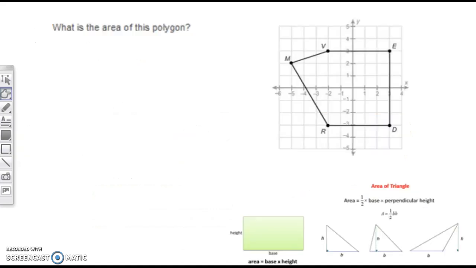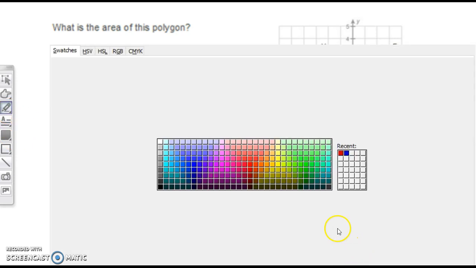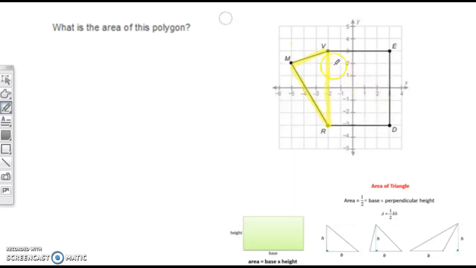All right, so let's get started. The first one, what is the area of this polygon? Okay, so the way we tackle this is we divide these into shapes we know. So I always look for things that kind of stick out first. That's a triangle. So I'm going to cut that and I'm going to find the area of that yellow triangle. And then I also need to find the area of this shape, which is a rectangle.